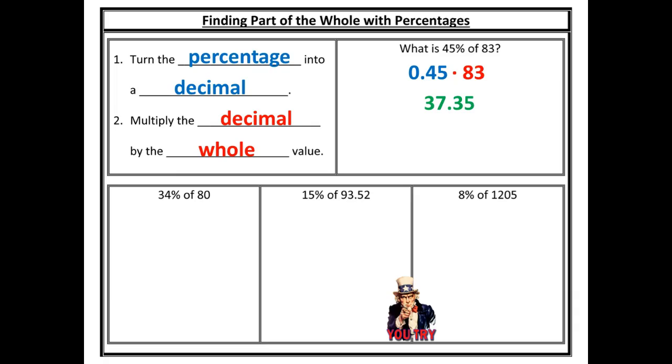Let's try this process with 34% of 80. I'm going to first take my percentage and turn it into a decimal. So I can either divide by 100 or move my decimal 2 places to the left, giving me 34 hundredths. 34 hundredths I'm going to multiply by my whole number of 80. Quick calculator moment is going to give me 27 and 2 tenths. On your own, try the other two problems.